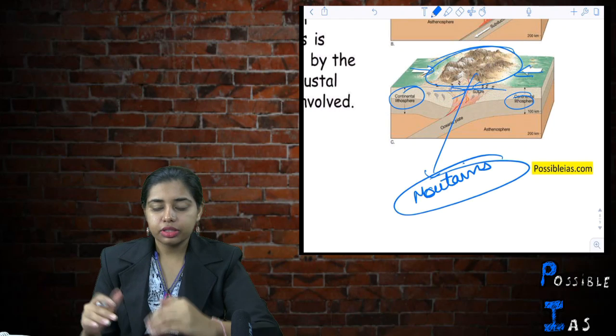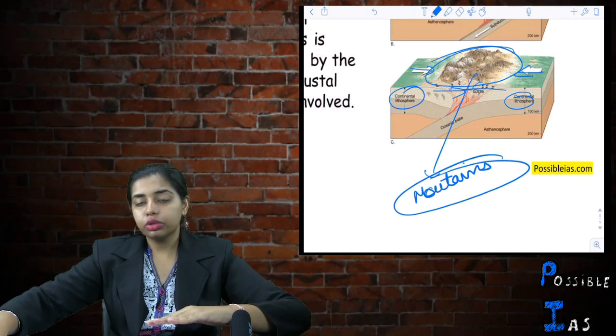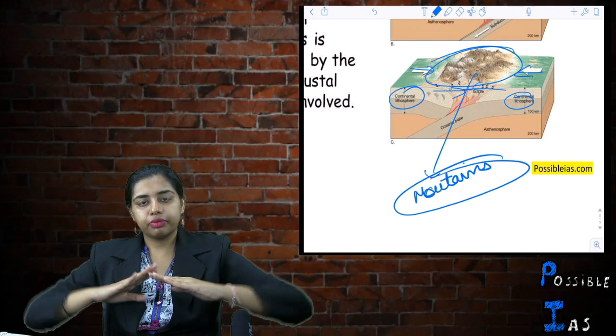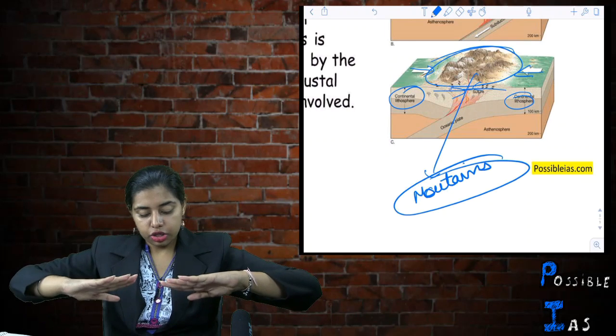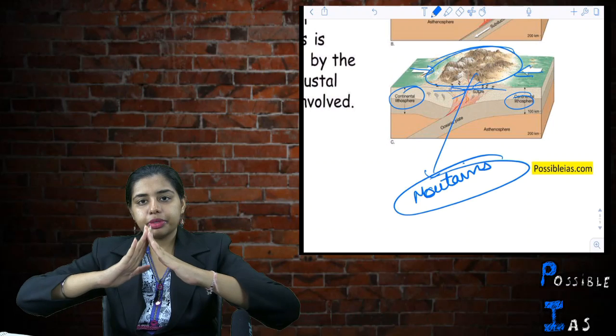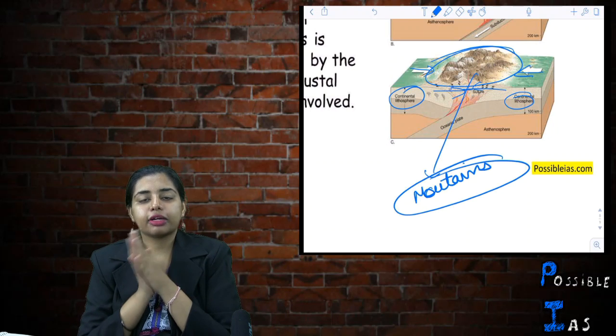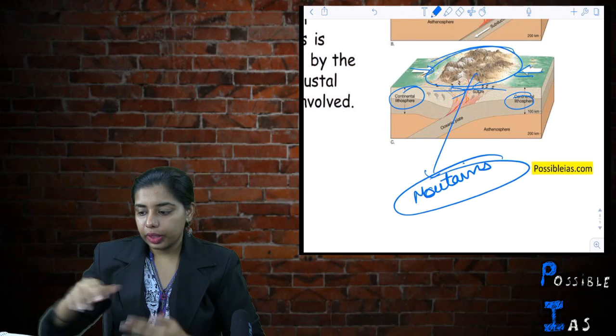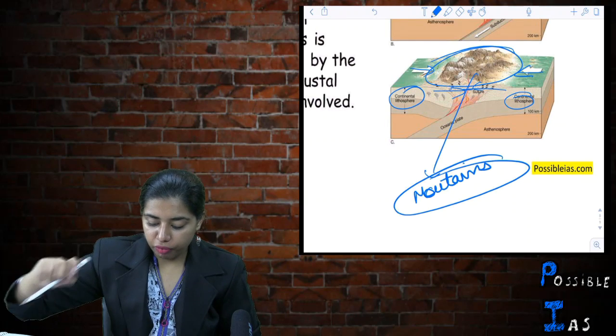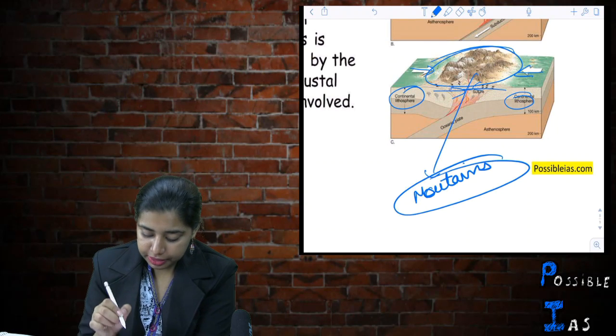So what happens in two plates? None of them is going to subduct. One is not going to subduct beneath the other. So they will come closer and the materials between them will start rising and that will form mountains. Okay. So such mountains are formed. Obviously, when such mountains are formed, what happens?